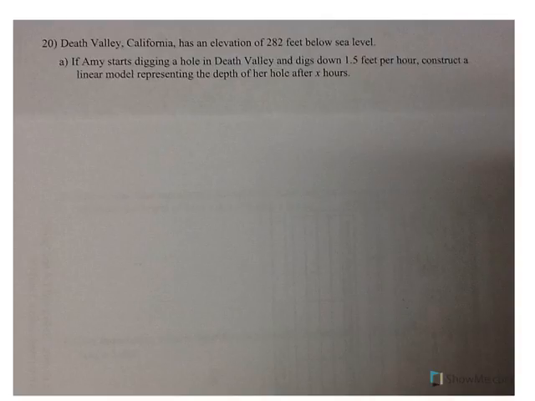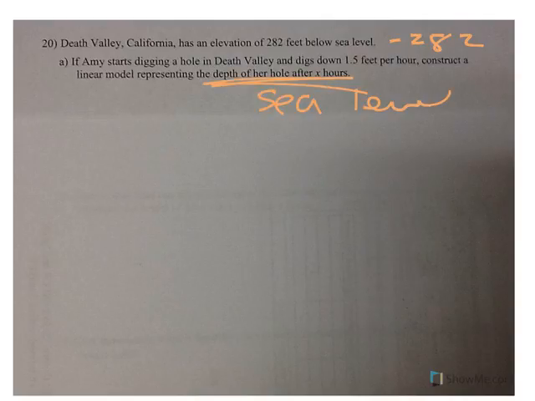Death Valley, California has an elevation of 282 feet below sea level. We're starting at negative 282, my friends. Amy starts digging a hole. I don't know why, but she digs a hole, and she's digging down 1.5 feet per hour. Construct a linear model representing the depth of her hole. Now, I'm going to take sea level into account, because if not, this is kind of a dumb question.